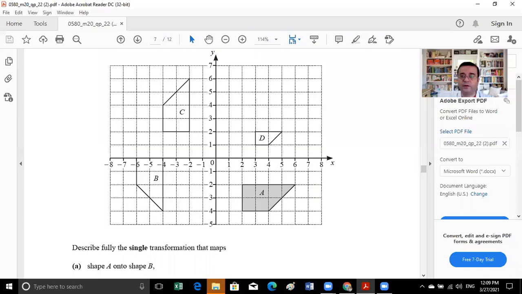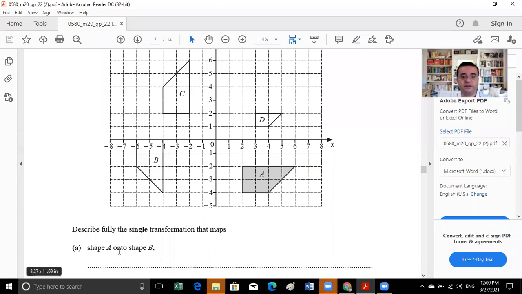Okay, students, we have a rotation here. The question is, describe the single transformation that maps shape A into B. So it is a rotation, because look at this shape. What has happened to this shape? This shape goes this way, correct? This way. So what has happened here?